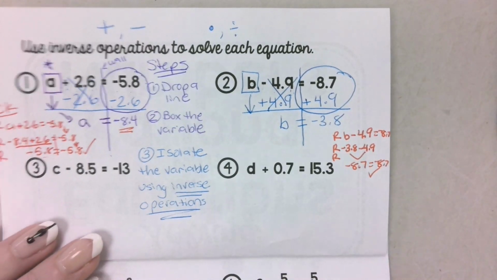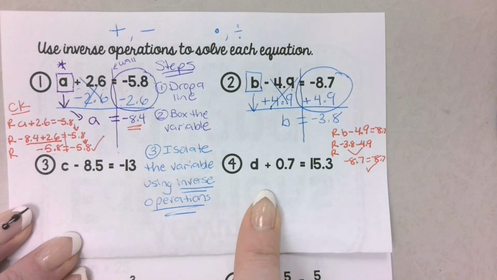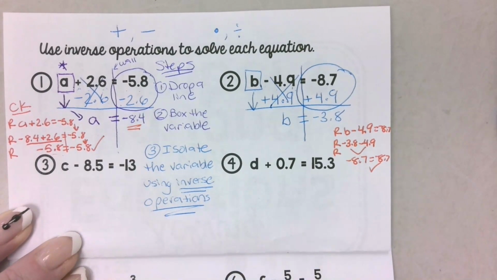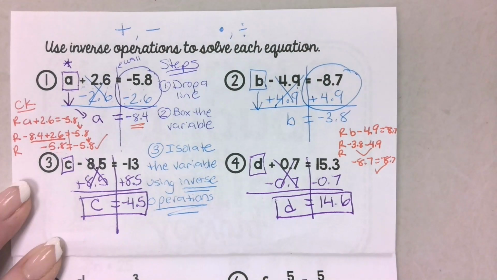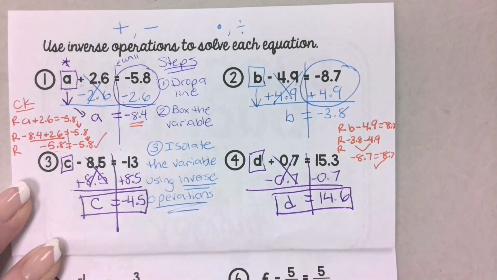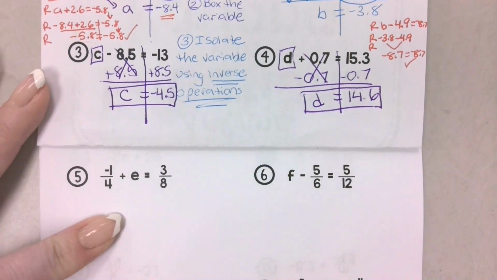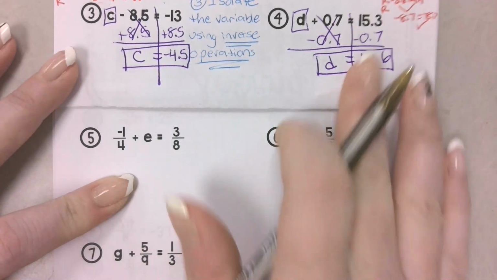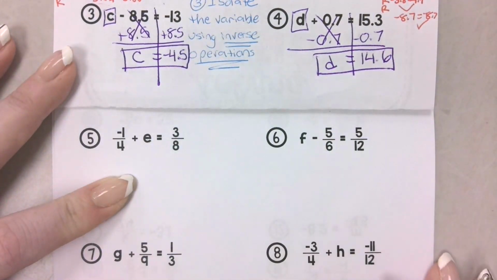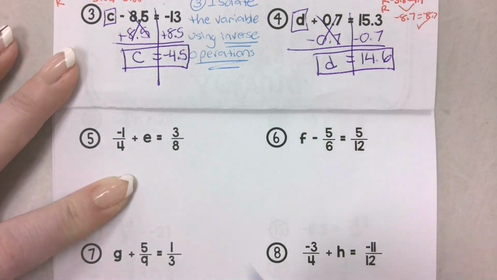All right, can you guys pause the video and try 3 and 4 for me? Okay, how'd you do on 3 and 4? All right, perfect. Hopefully you did well. Let's look at 5 and 6. Now 5 and 6 are the exact same skill, but we're dealing with fractions. So let's take a look at number 5.